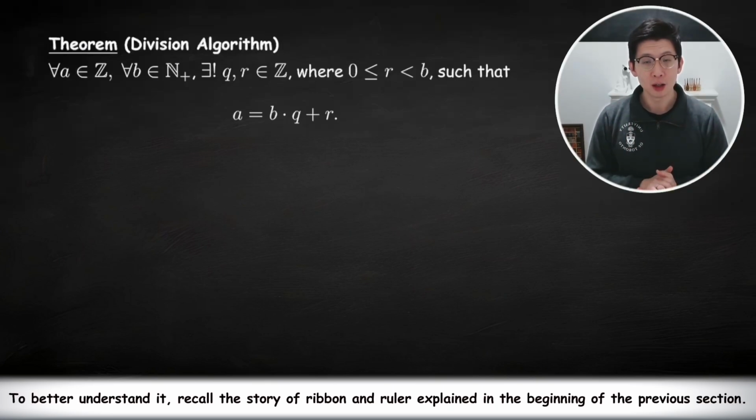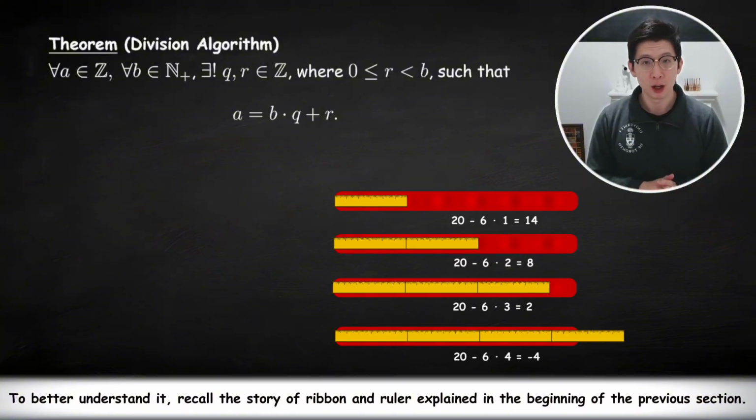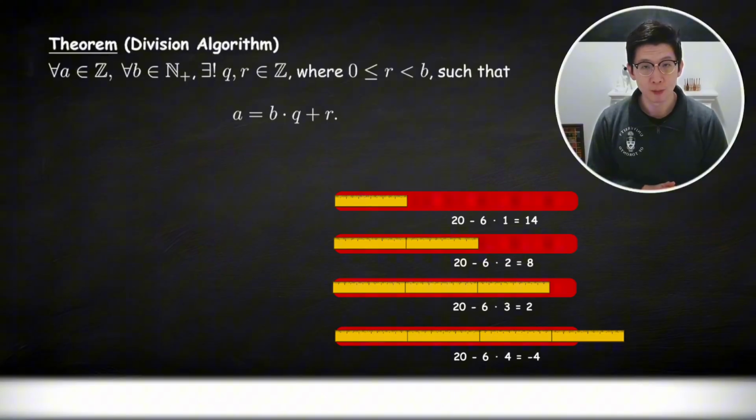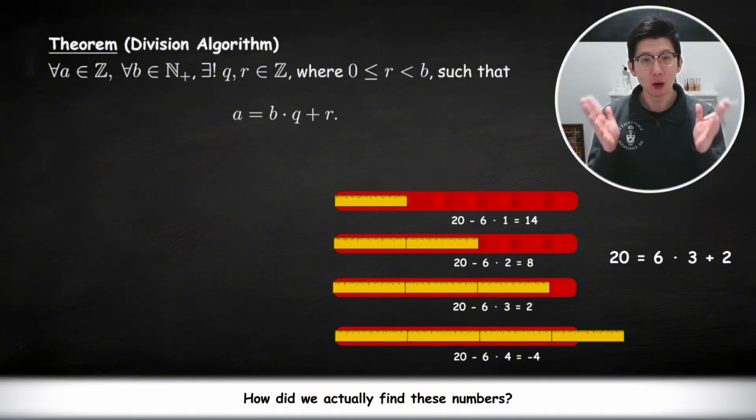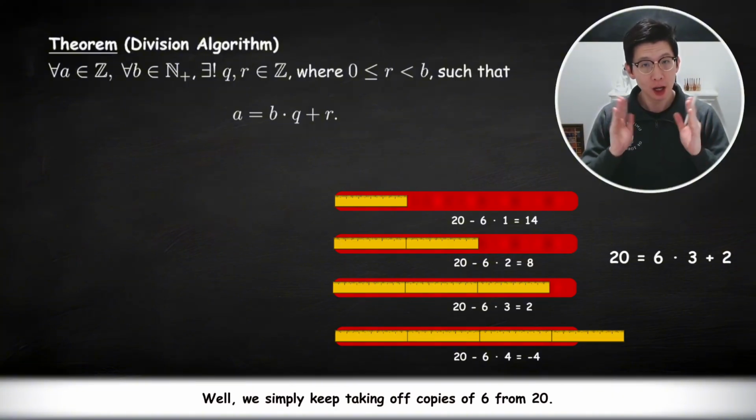To better understand it, recall the story of ribbon and ruler explained in the beginning of the previous section. There, we have used 6 to divide 20. It turns out that the quotient is 3 and the remainder is 2. How did we actually find these numbers? Well, we simply keep taking off copies of 6 from 20.